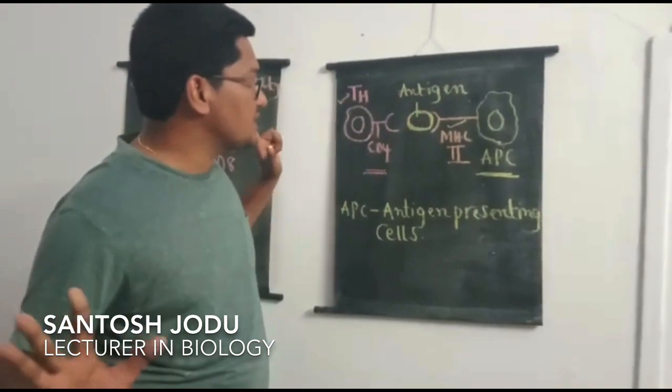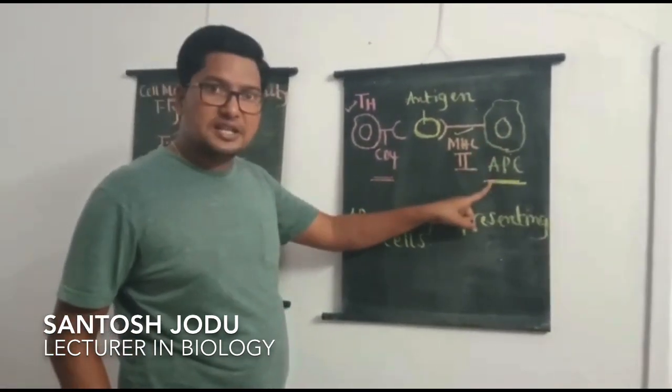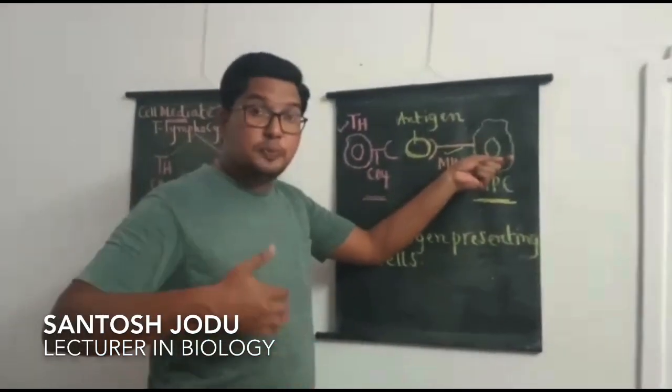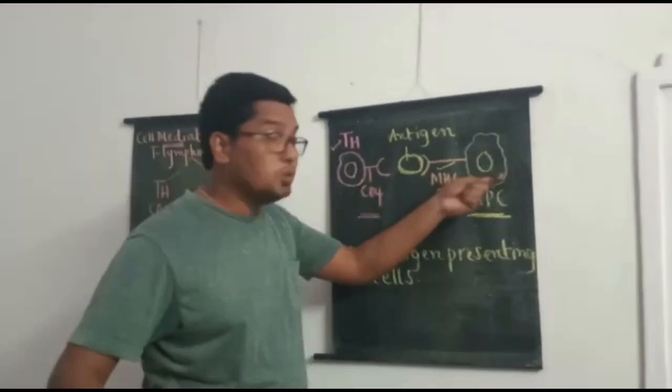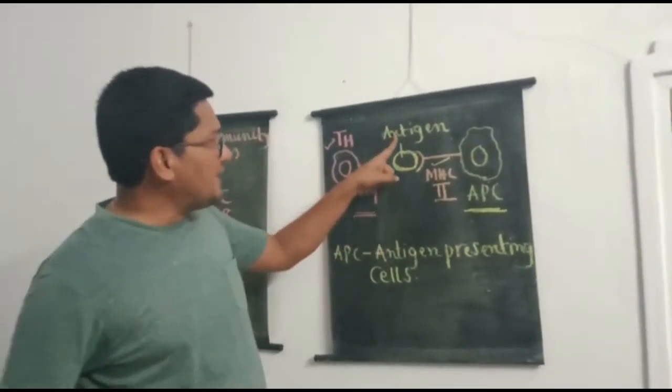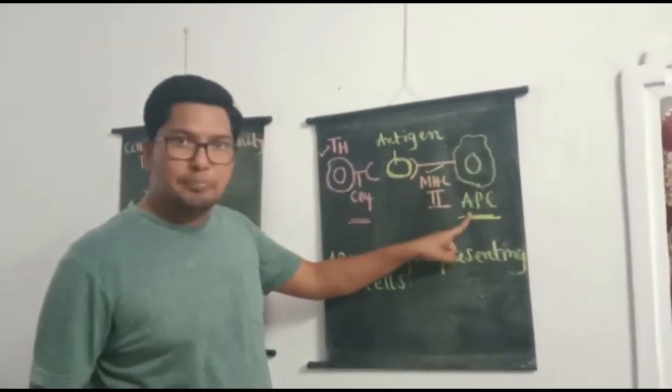So students should understand, on the surface of the antigen presenting cell, the name itself indicates, this is the cell which presents the processed antigen to whom? T helper cell. And in the diagram you can see now the antigen which is processed by APC.